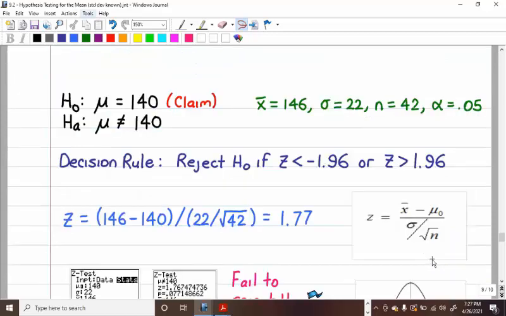So once again, on this one, failing to reject doesn't mean you support the claim. It doesn't mean you agree it's 140. You just don't have the evidence to think it's wrong.